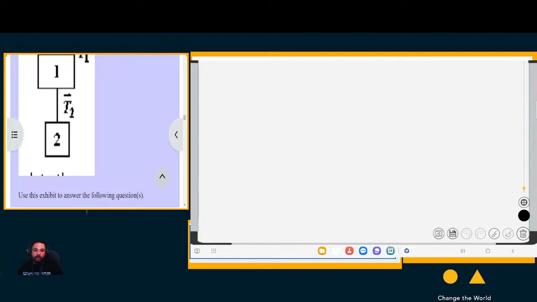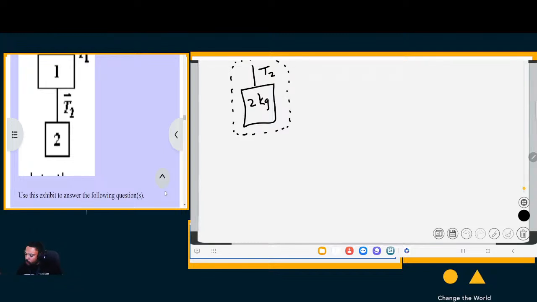So first of all, we want the tension in both of these ropes, right? So what I'm going to do first is isolate the 2 kilogram block, the bottom block, the one that has the 2 kilogram weight. I'm just going to be looking at it, and it has tension 2 on it. I'm just looking at block 2 now.